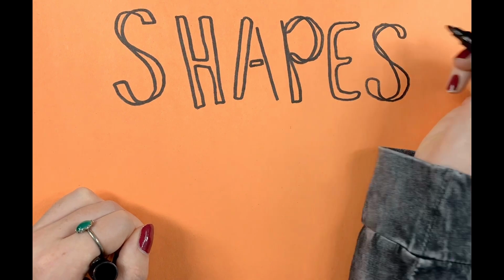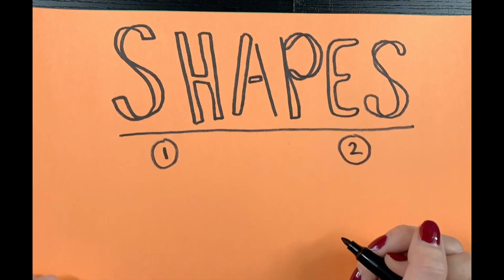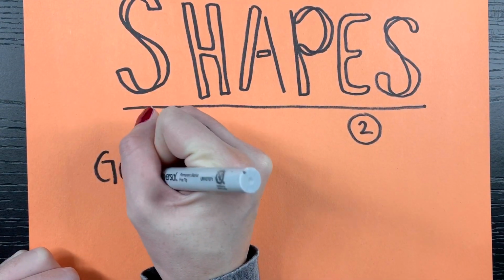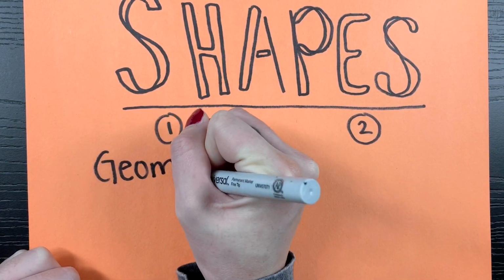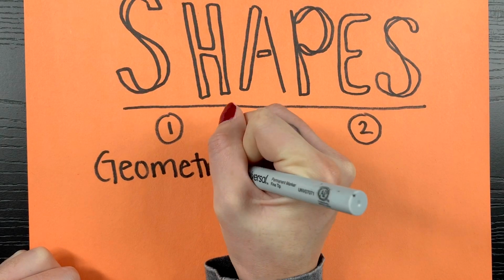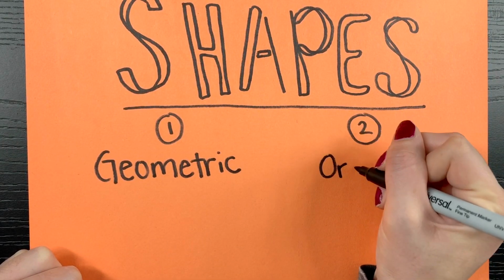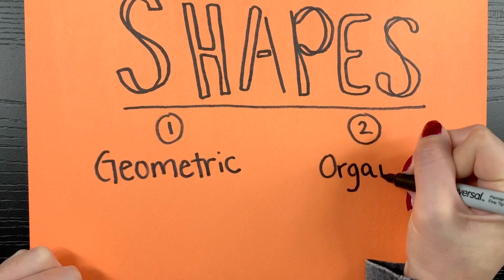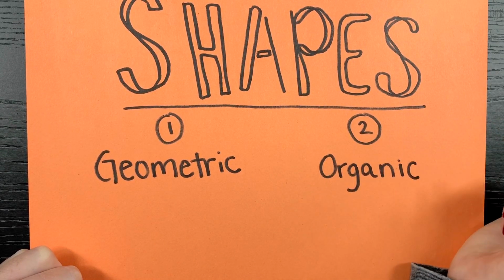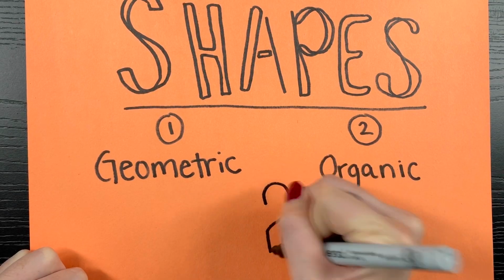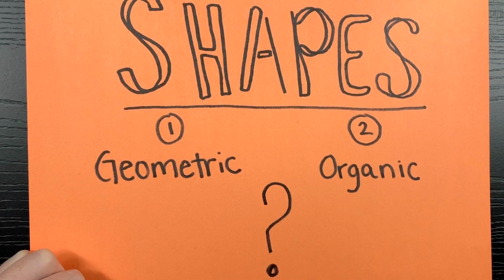Shapes. So there are two categories of shapes. One category is called geometric and the other category is called organic. What do these categories mean? Why do shapes have different categories? Let's talk about it.